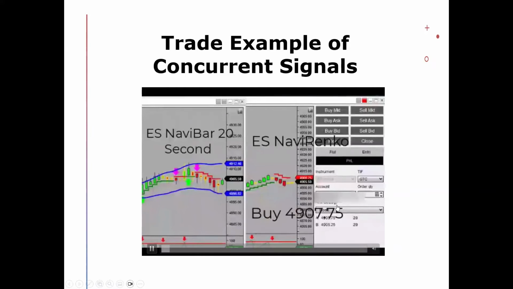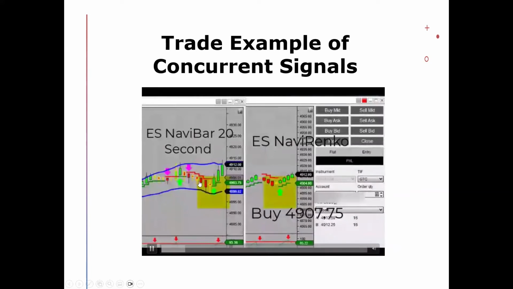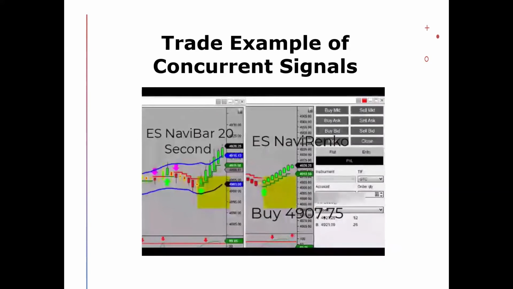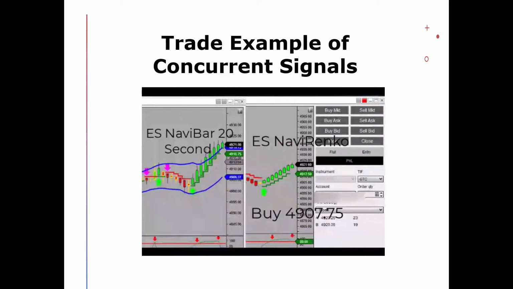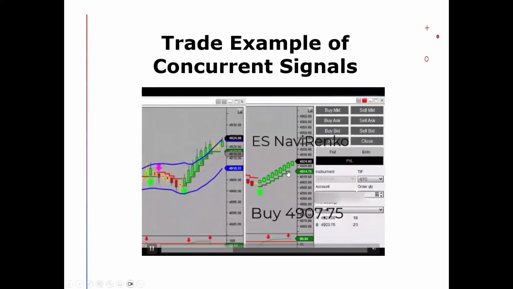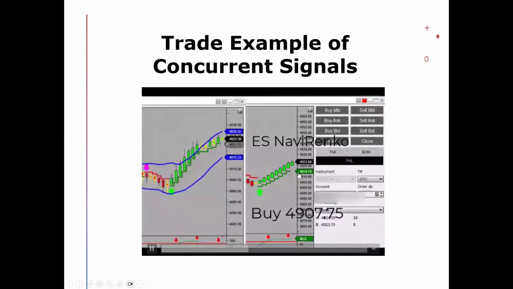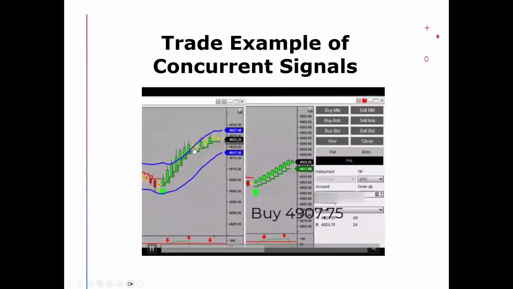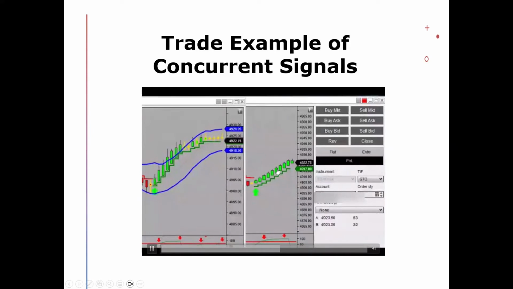Here's a trade where we had the NaviTrader chart on the right, and at the same time, we've got a 20-second chart on the left. All right, so here we're using both those charts together. As you can see, the 20-second chart, we're moving up. The right chart is the Renko chart moving up. So that's, again, using both charts together, a 20-second chart along with the Renko chart.